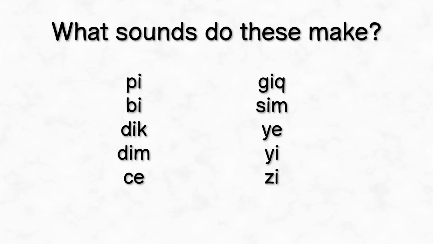Here's the next batch. Again, I'll let you pause. Alright, these are Ging, Sim, Ye, Yi, Di. Again, notice how the first one is a short I, Ging. The rest are all long I's, Sim, Ye, Yi, Di.